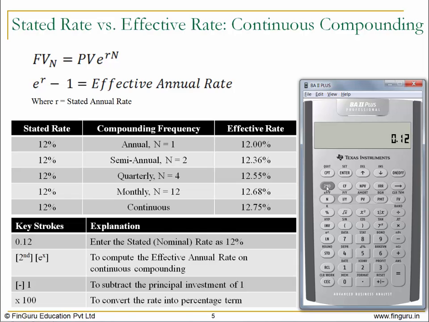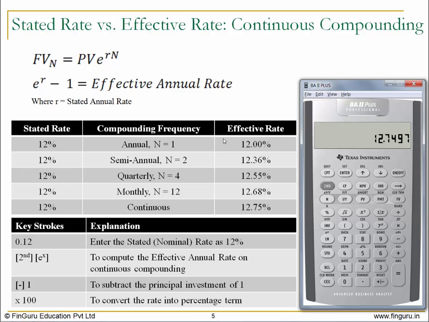So for that, I will need to first press second. You can confirm that the second button is pressed by having a look at the screen right here, and then press e raised to the power x. As soon as you do that, you get 1.1275. Now this amount already includes the principal of 1, which was also invested to earn the 12%. You subtract out the 1 and multiply it by 100 to convert the answer into percentage terms. So the actual effective annual interest rate is 12.75% approximately.